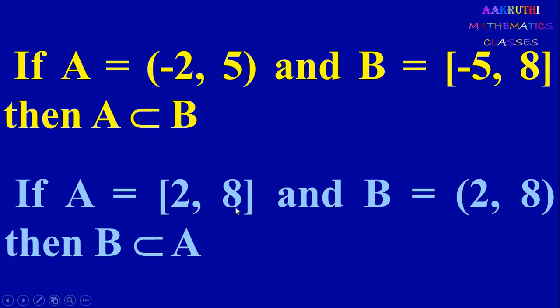Now here 2 and 8 are included, but here 2 and 8 are not included. All the numbers in between 2 and 8, but 2 and 8 are not included in B. But here in set A, all the numbers in between 2 and 8, including 2 and 8. 2 and 8 are also present here. So therefore A is the bigger set, B is the smaller set. So we write B is a subset of A.